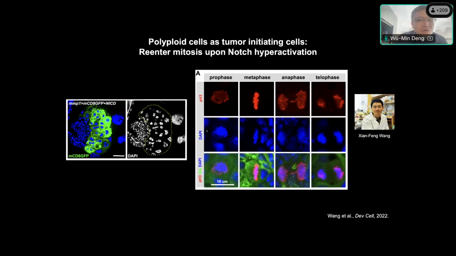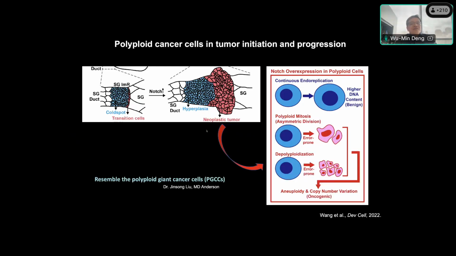When a postdoc, Xianfeng, joined the lab, he was able to show that these transition zone cells are polyploid cells. The reason they become tumors is that when Notch gets activated, it forces these polyploid cells to re-enter mitosis, and then they become malignant and transform into tumors. We can see those polyploid cells undergo a variety of cell cycle programs, including endoreplication to become even larger cells, or error-prone mitosis, and some will go through a process similar to meiosis, depolyploidization, producing lower-ploidy cells. So this tumor is a heterogeneous group of cells with different ploidy levels.